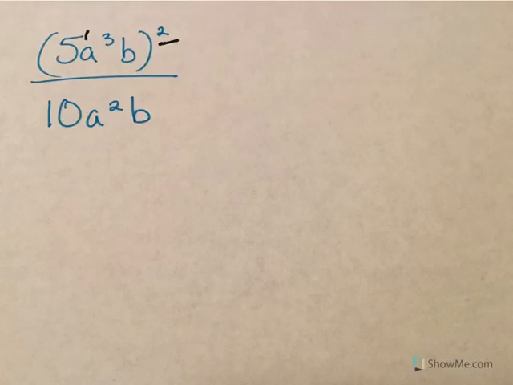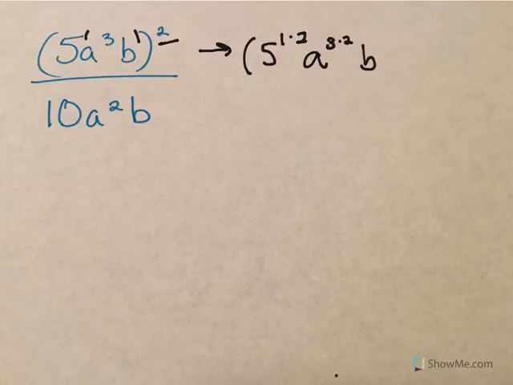So we've got 5 to the power of 1, a to the power of 3, and b to the power of 1. Whenever we don't have a power listed, it's assumed that it is a 1. So, to rewrite this without the parentheses, we would write 5 to the power of 1 times 2, a to the power of 3 times 2, b to the power of 1 times 2.